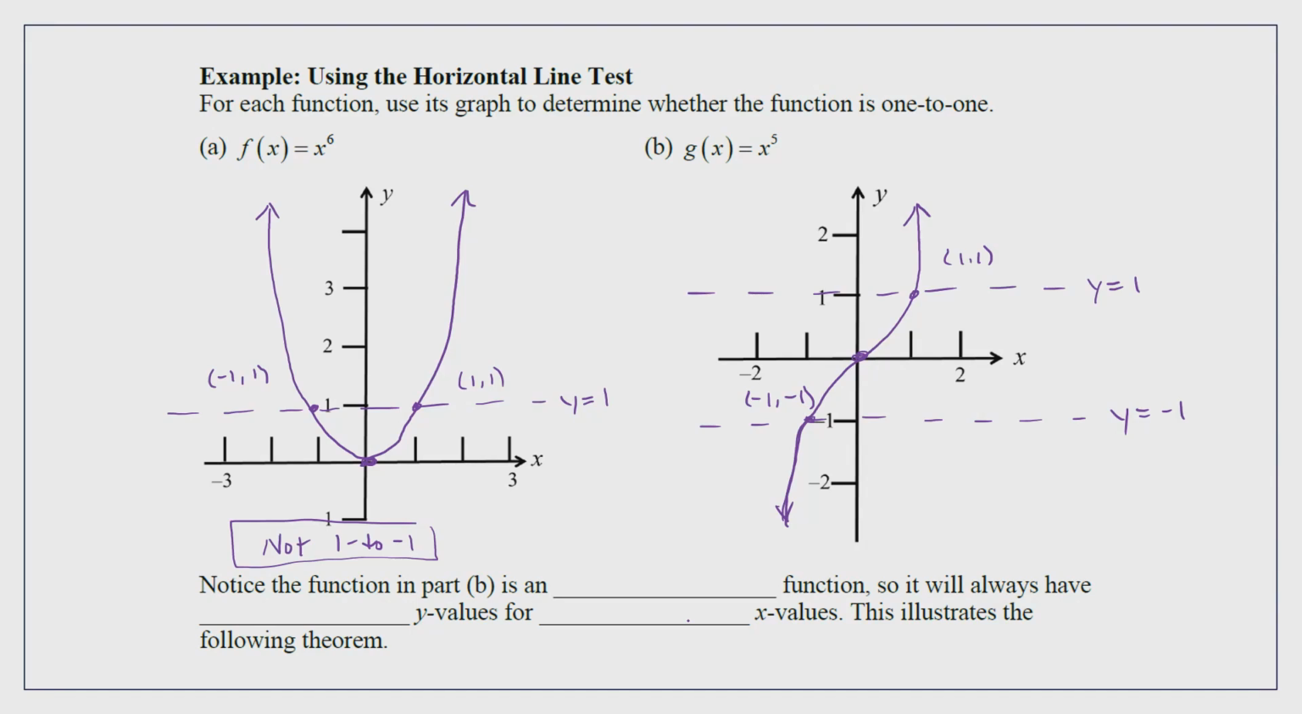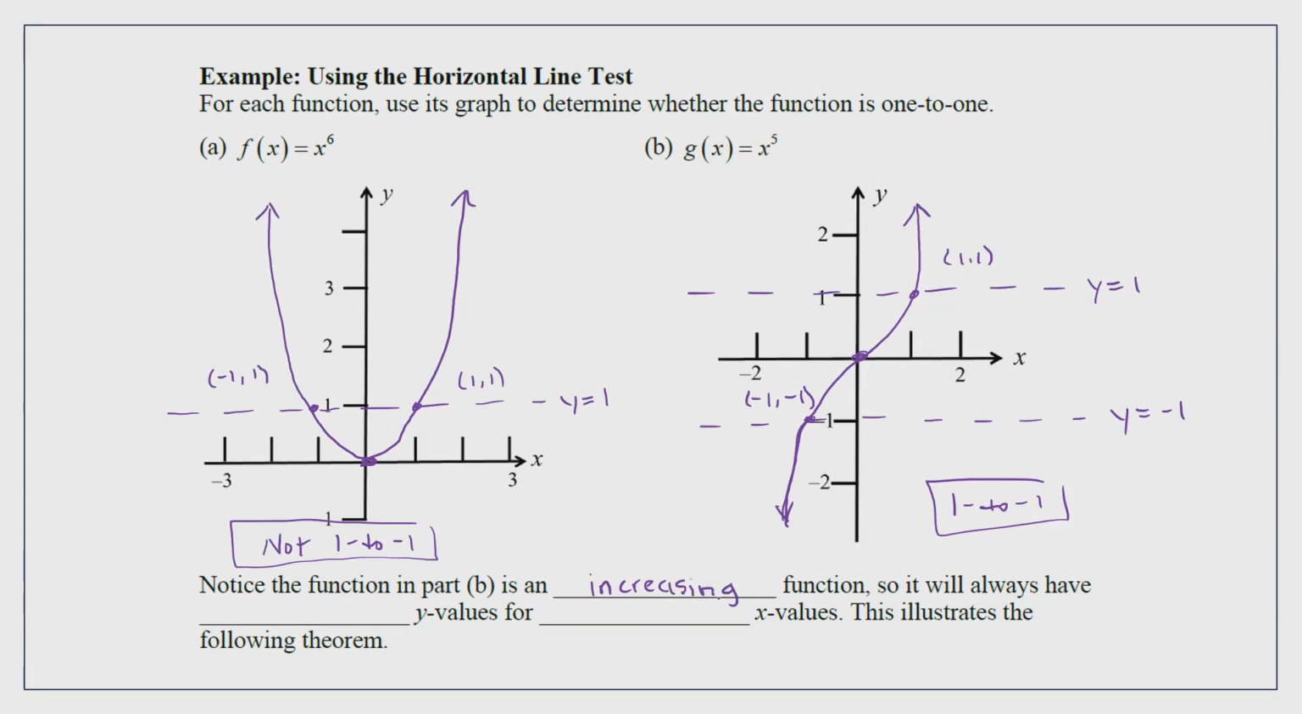Okay. So notice that the function here for g of x equals x to the fifth has two horizontal lines through it, and it only touches the graph at one point. So we would say this is a one-to-one function. Okay. So notice in the function in part B, it is an increasing function.